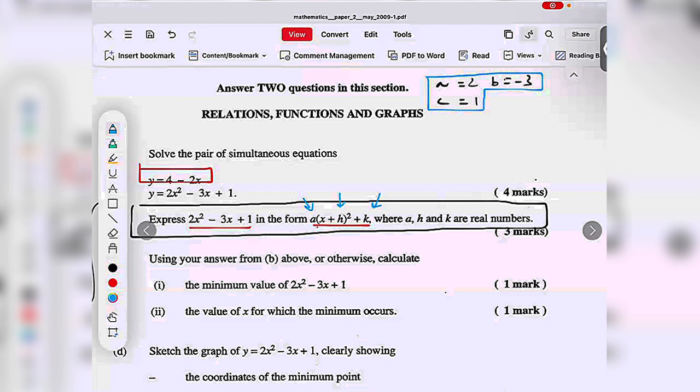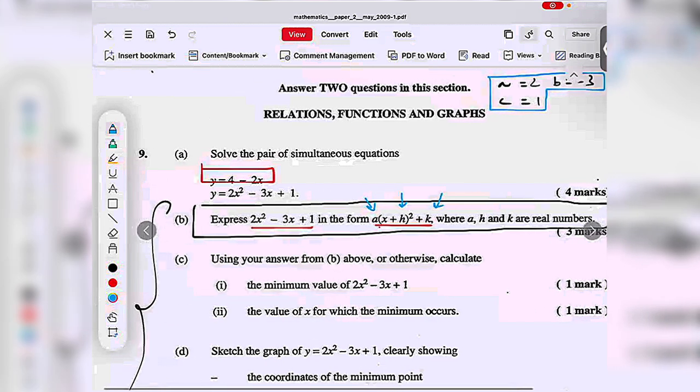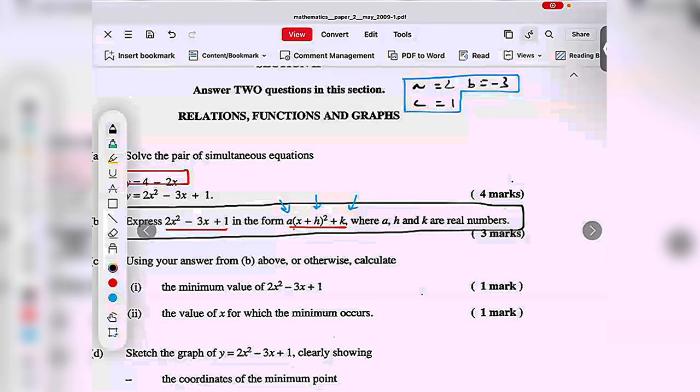All right, a, h, and k. So what is the formula for a? We know a is just equal to big A, which is going to obviously be equal to 2.